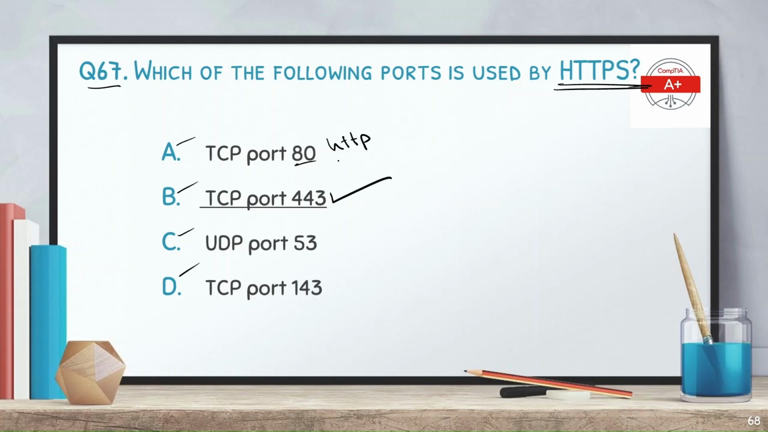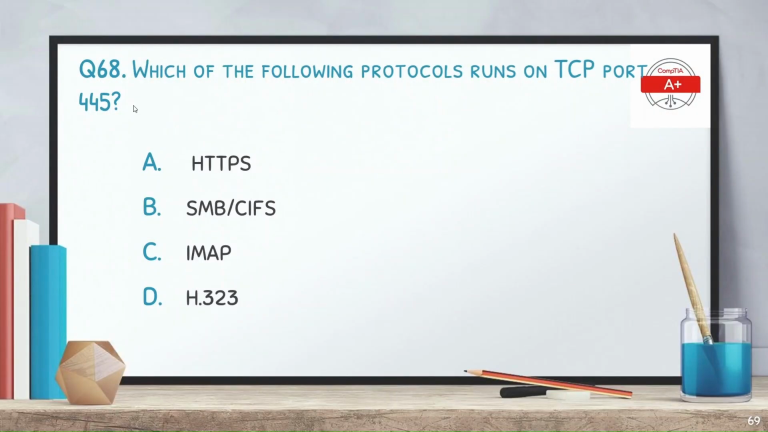while port 80 is used by HTTP, simple HTTP. Question number 68 is that which of the following protocols runs on TCP port 445? The options are A, HTTPS; B, SMB/CIFS; C, IMAP; and D, H.323. And the correct option is SMB or CIFS, which uses port number 445.